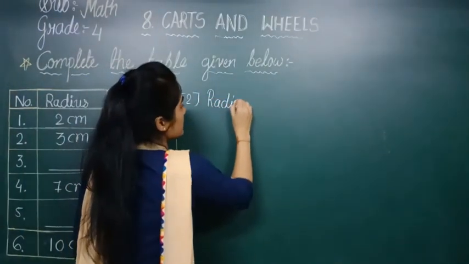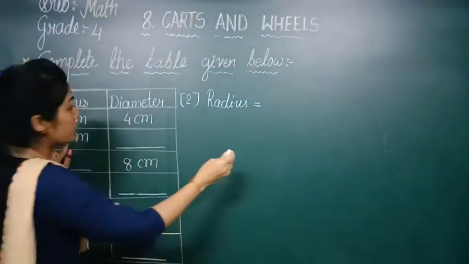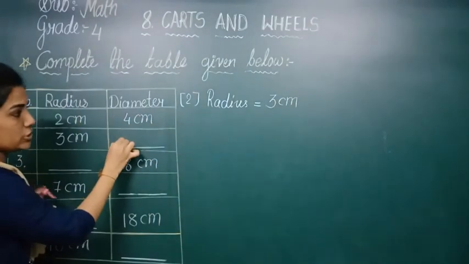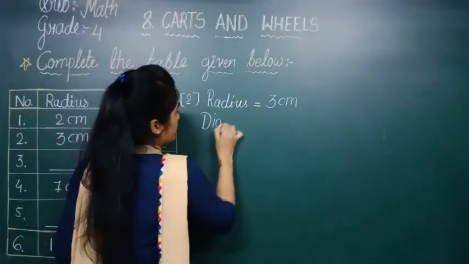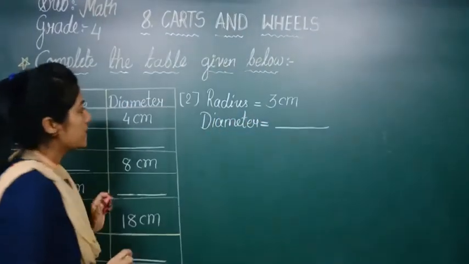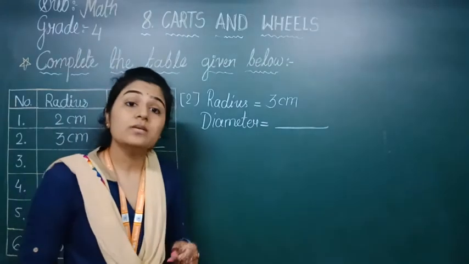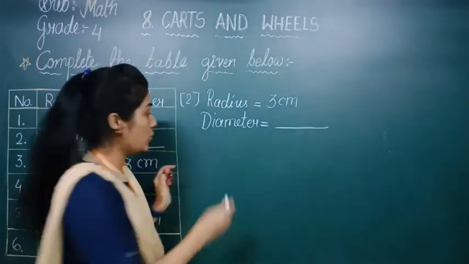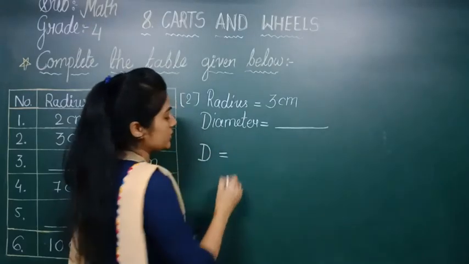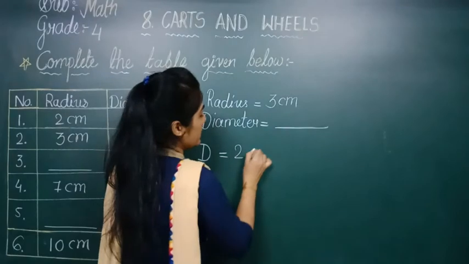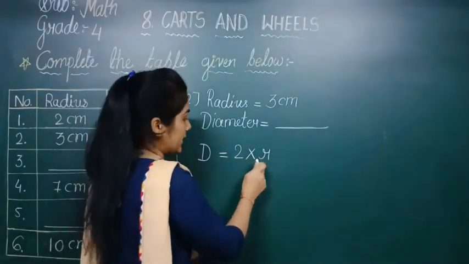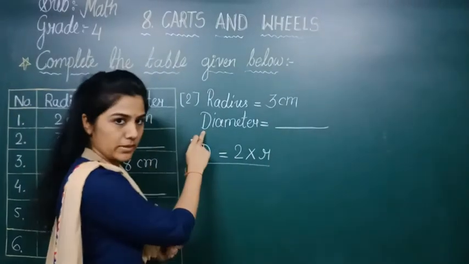Radius is given 3 centimeter, right? And diameter we need to find. So we are making a blank. Now I told you what is the formula of this diameter. So we are mentioning diameter as a capital D. So D is equal to 2 multiply R. D is equal to 2 multiply R. This is our formula of diameter.